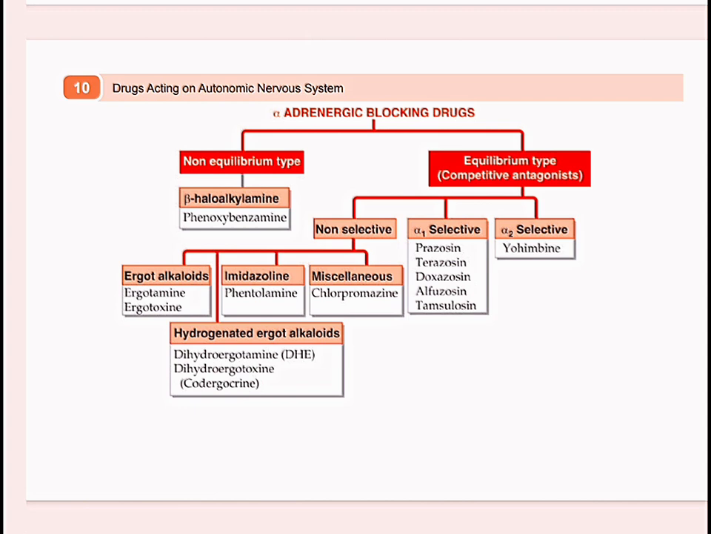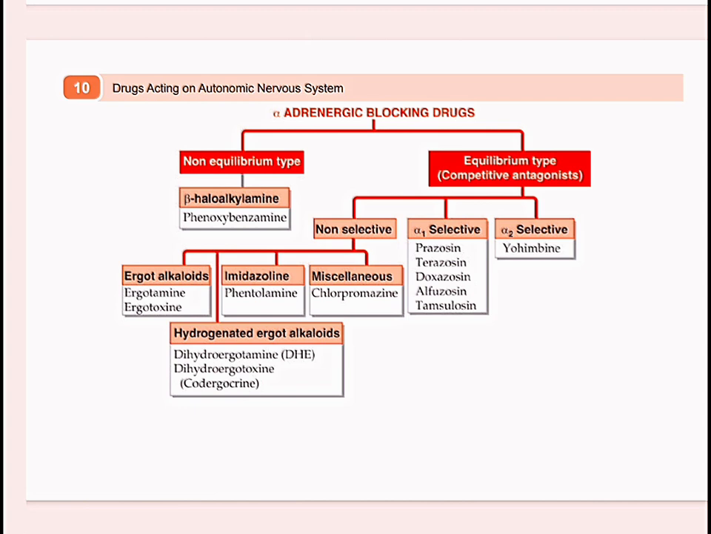So all these drugs bind to these receptors and show their action, or some drugs block the actions of the natural neurotransmitter or adrenergic drugs. When the actions are blocked by other drugs, we call it an adrenergic blocking agent. That's why it is classified into two parts, that is alpha blockers and beta blockers.